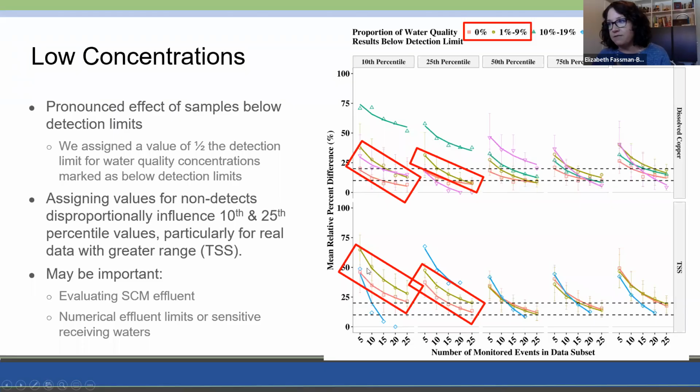And it's a more pronounced effect for TSS than copper, because TSS falls along a much greater range of concentrations to begin with. So there are a couple of things that come out of this. One is, if you're worried about sensitive waterways, you really want to be aiming for understanding how clean the water gets. And if you're evaluating effluent concentrations and you have a BMP or an SCM that works really, really well, you might bias those results. So ultimately, how missing data are handled emerges as a really important factor in this analysis.